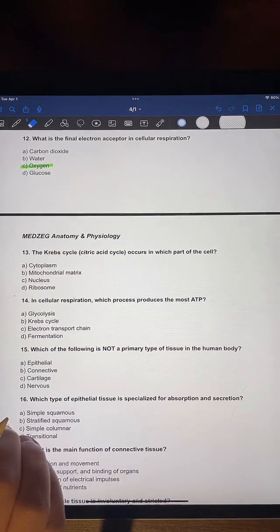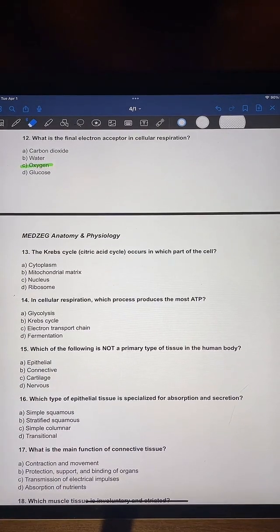We're moving on to number 13 now. The Krebs cycle, otherwise known as the citric acid cycle, occurs in which part of the cell?